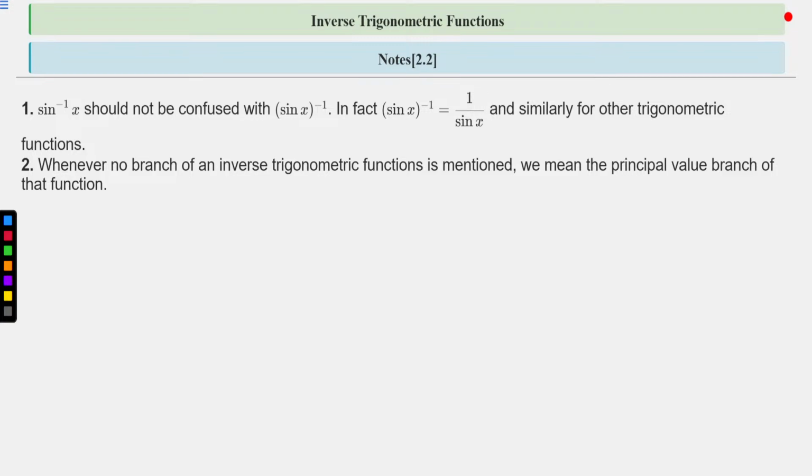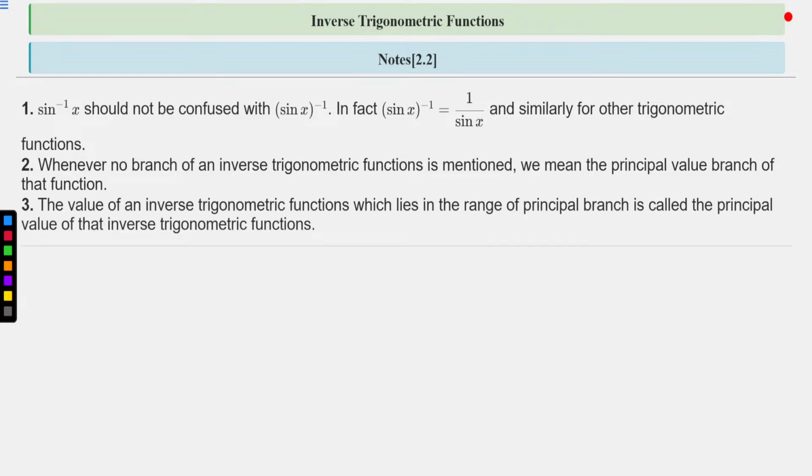Next, whenever no branch of an inverse trigonometric function is mentioned, we mean the principal value branch of that function, right? If no value is mentioned, we will assume that it has asked about the principal value branch. And the domain and range that we have discussed is for the principal value range only, right?